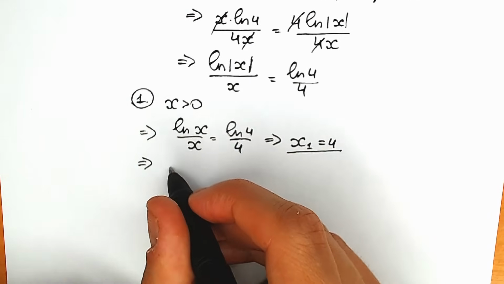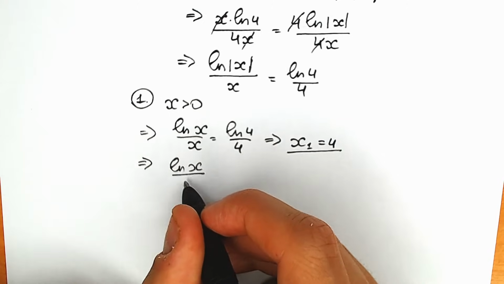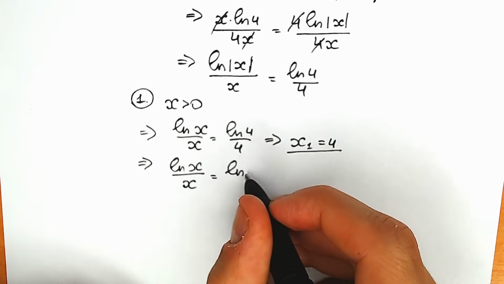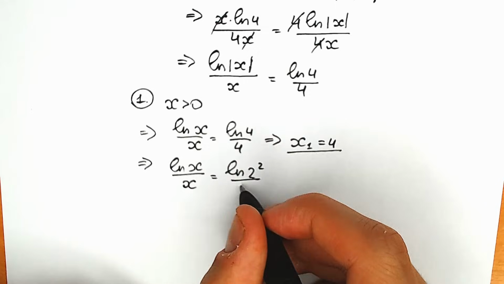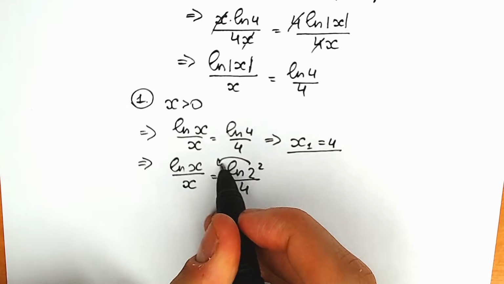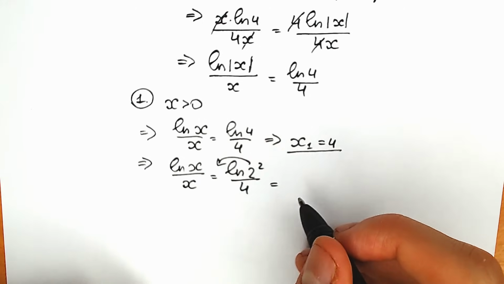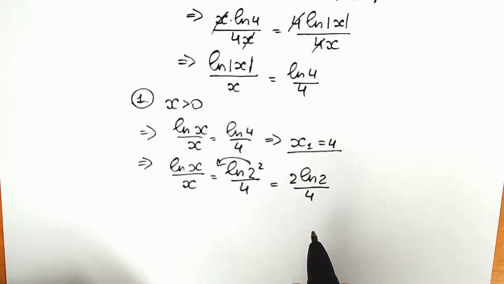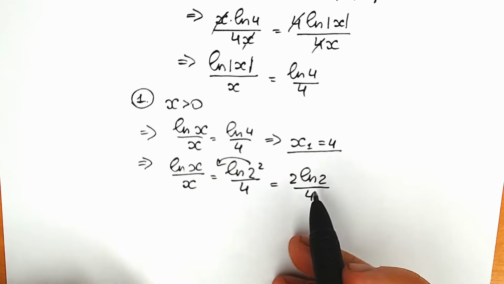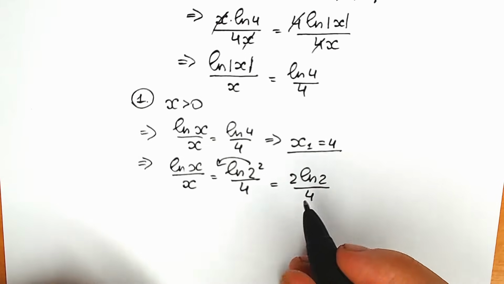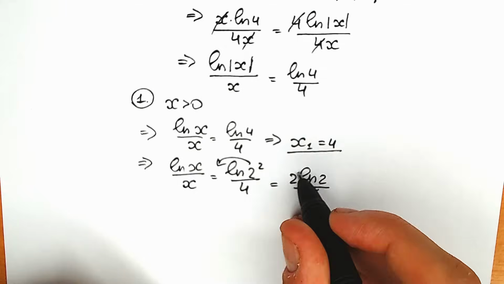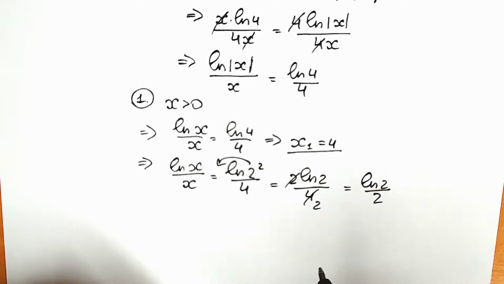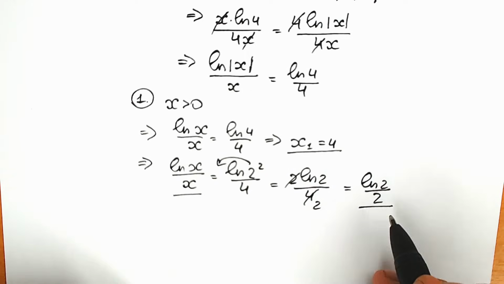If you look closely, we can rewrite natural log 4 over 4 as natural log of 2 squared over 4, and right here the 2 will come down in front of the natural log. So we have 2 times natural log 2 over 4. 2 over 4 we can easily divide each of these values by 2, and as a result we have only 2 in our denominator. So we have natural log 2 over 2.